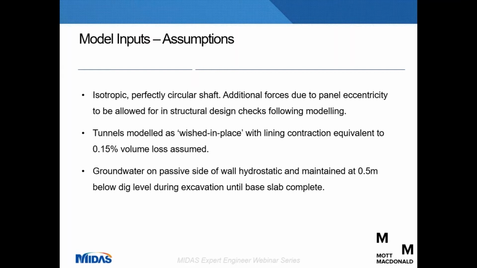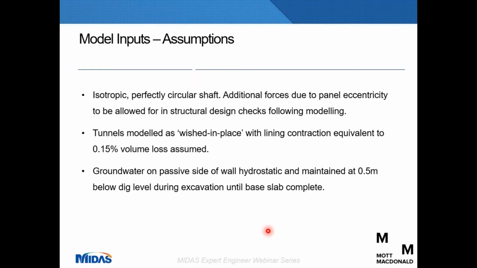And then in terms of assumptions that went into the model, the primary lining of the shaft itself was modelled as a shell that was isotropic and perfectly circular. So any forces that would be created by eccentricity of the panels during installation would have to be calculated separately and added to the outputs from the model.